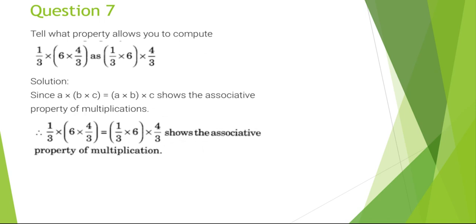Next we come to question number 7. Here you need to tell what property allows you to compute this as this. So if you remember the associativity property, there we rearranged. So here also, what are you basically doing? A into B into C will be A into B and then multiplied by C. So this is the associative property of multiplication. It's basically associativity.